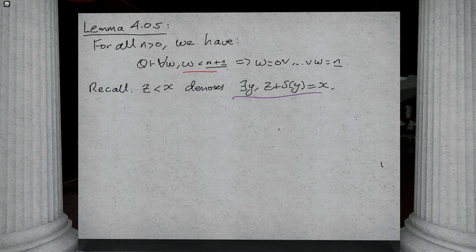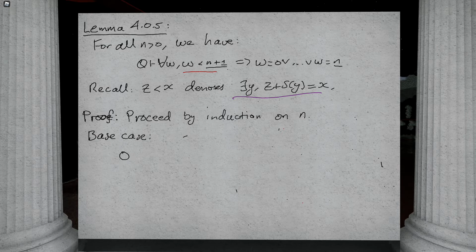Okay, so the way that we prove this is by induction on n. The first thing that we need to show for the base case is that Q can prove for all w, if w is less than 1 underline, then this implies w is equal to 0. And this is surprisingly difficult to do.